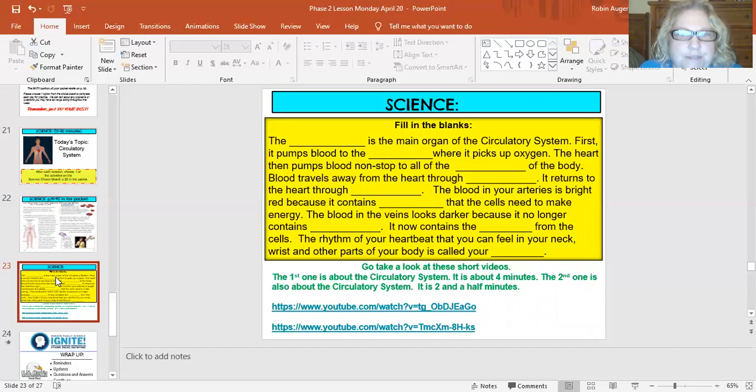It now contains a blank from the cells. What do we say? The cells get oxygen and nutrients, and then they process it into energy, and it produces waste products, okay? So the blood now contains the waste products from the cells. The rhythm of your heartbeat that you can feel in your neck, wrist, and other parts is called your pulse.